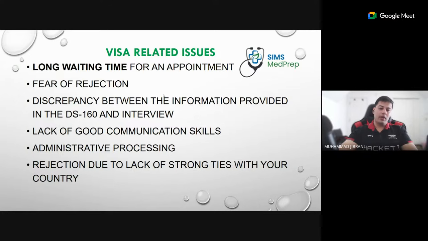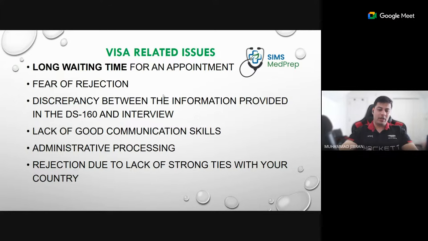Your visa can get rejected, and sometimes we're not communicating that well with the visa officer. That's also one of the reasons, but I don't think it's that strong a reason, though having a discrepancy is definitely one of them. And sometimes they put your visa in administrative processing. It takes some months, and after that they either accept or reject it, which is a pain. Also, the most common reason these days is rejection due to the lack of strong ties with your country. That's one of the reasons they're giving these days.